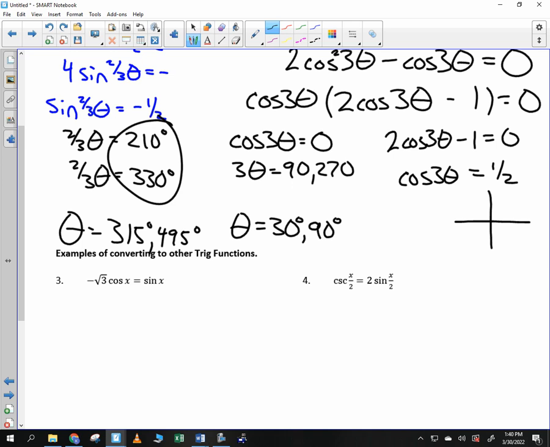Inverse cosine. Which quadrants is cosine positive in? 1 and 4. So I go 1 and I go 4. 60. So therefore, 3 theta is equal to, what are my 2 results? 60 and 300. So in order to solve, I have to divide both sides by 3, and what do you get? 20 degrees and 100 degrees.